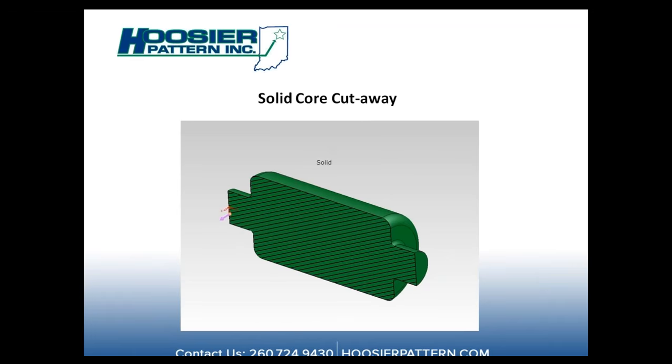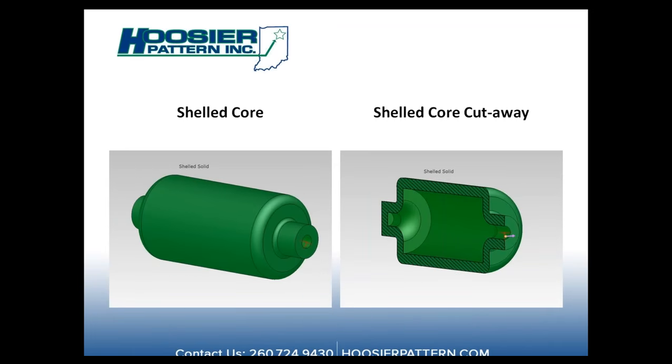A shell core has a called-out wall thickness and is hollow on the inside, much like the chocolate Easter bunny. That shell core can have any thickness you want. It can be engineered and it can have a varying shell thickness that is governed by the topology. This can help in crush and in core clean out in your shakeout room, okay?